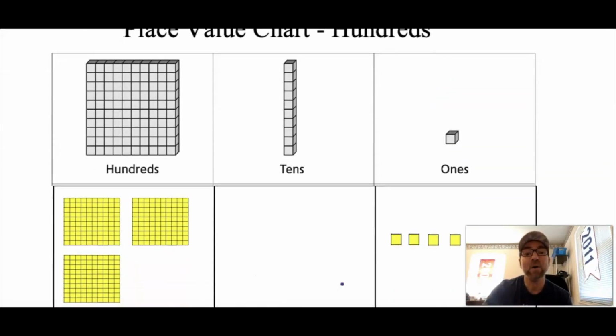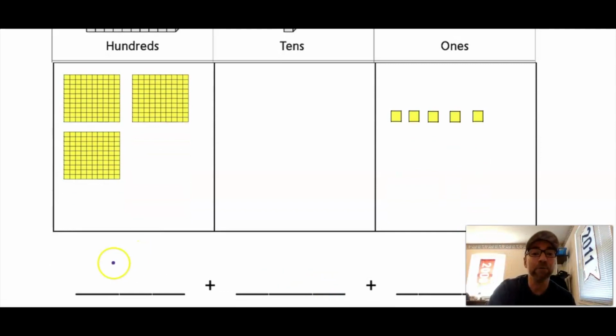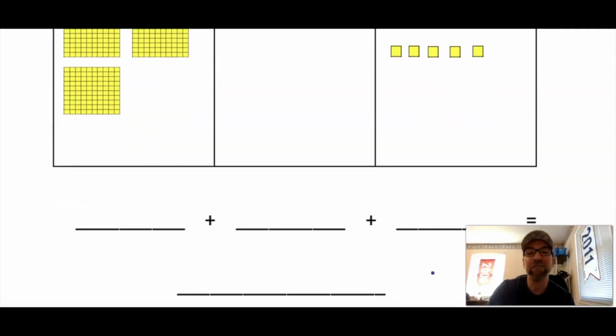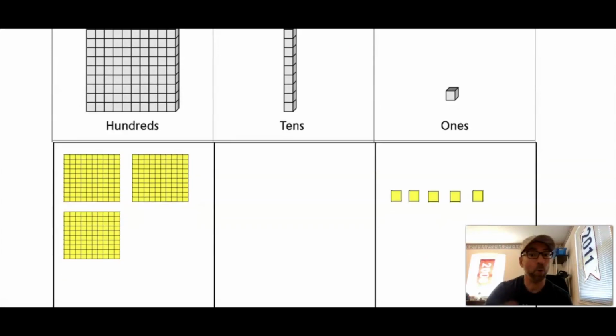Let's try one more. This one is a little bit tricky because you know I love to trick second graders. Go ahead and draw the place value blocks just as you see them. And then try to come up with the value for each place and see if you can write that final 3-digit number. Go ahead, hit the pause, and try this one. Hopefully you finish this one because it's time to check it.